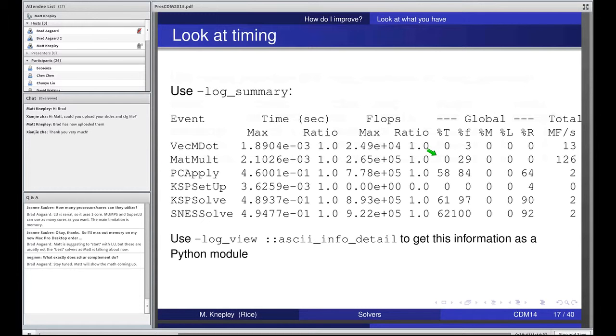You can also output this information directly as a Python module using this option, and this will allow you to do automatic processing. Say I would like to make graphs automatically every time I run my parallel job to see how it's doing, and I can output to a Python module, import that module, plot with matplotlib, and throw them up. And I actually do this when I run so that I can monitor effectively what's happening.